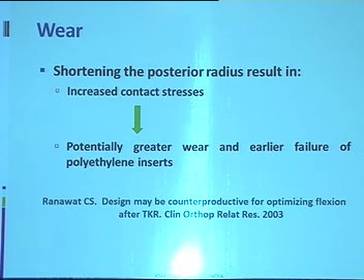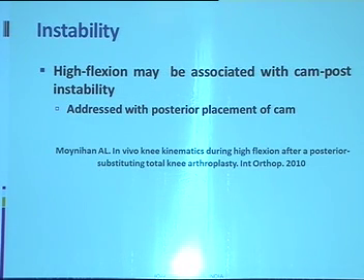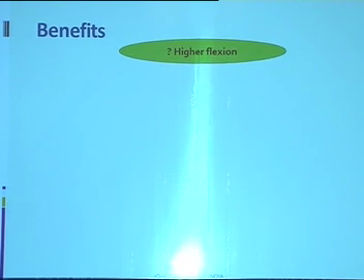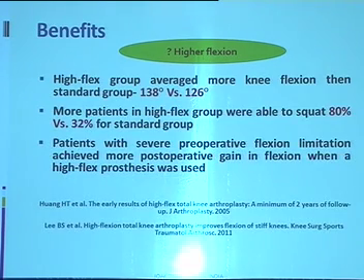Shortening the posterior radius results in increased contact stress, not only on the tibial insert surface but also on the cam. So there is potentially greater risk of wear and early failure of these inserts. There is also some concern with cam-post instability, but that has been largely addressed by shifting the cam slightly posterior, which increases the jump distance and thus reduces the chances of dislocation. But the main question is, does it improve the flexion? If we look at the literature, yes, it does improve the flexion as compared to the standard group.